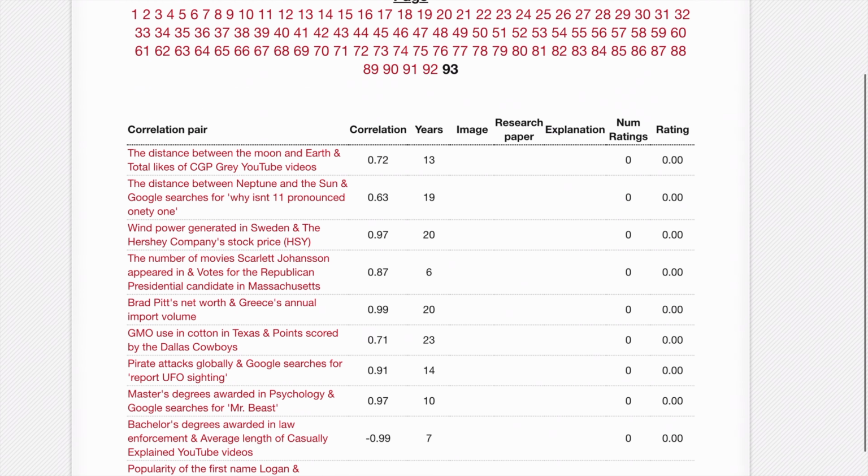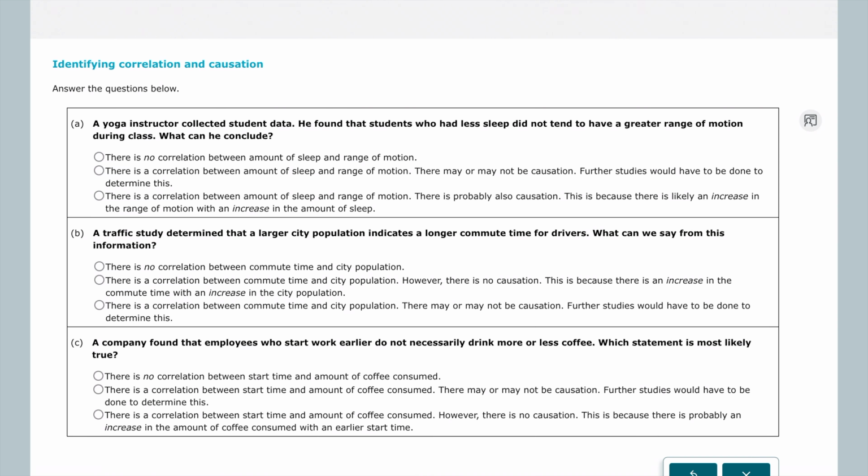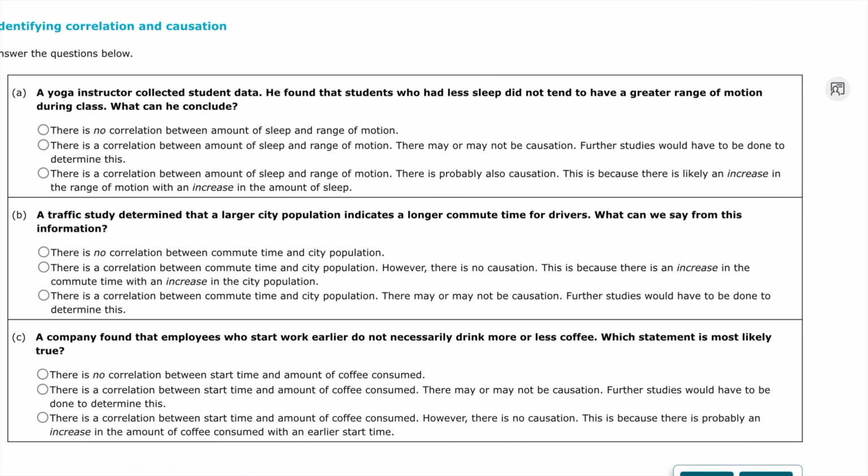So the point of this, and it's kind of silly, is that you can take any sets of data and get a correlation, but you have to use a little common sense to see if they cause it. All right. So on this one, a yoga instructor collected student data and found that students who had less sleep did not tend to have a greater range of motion.